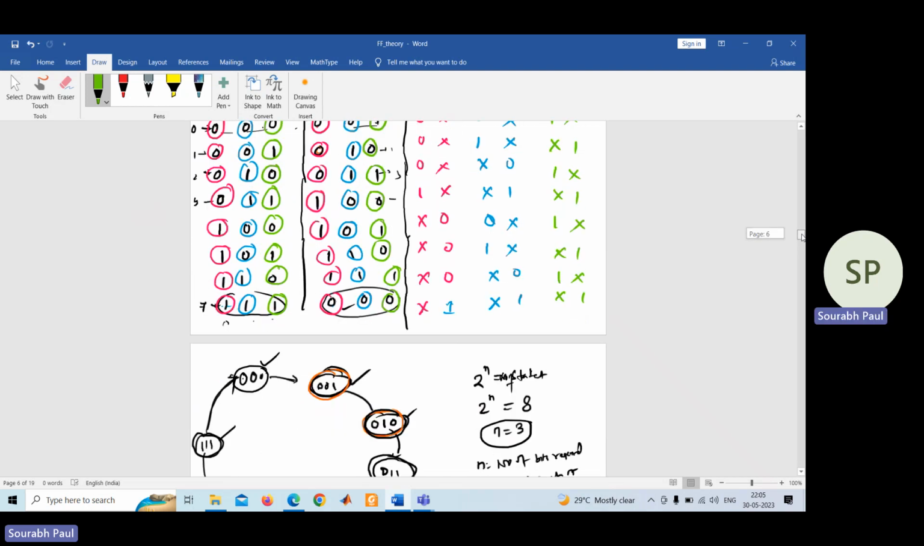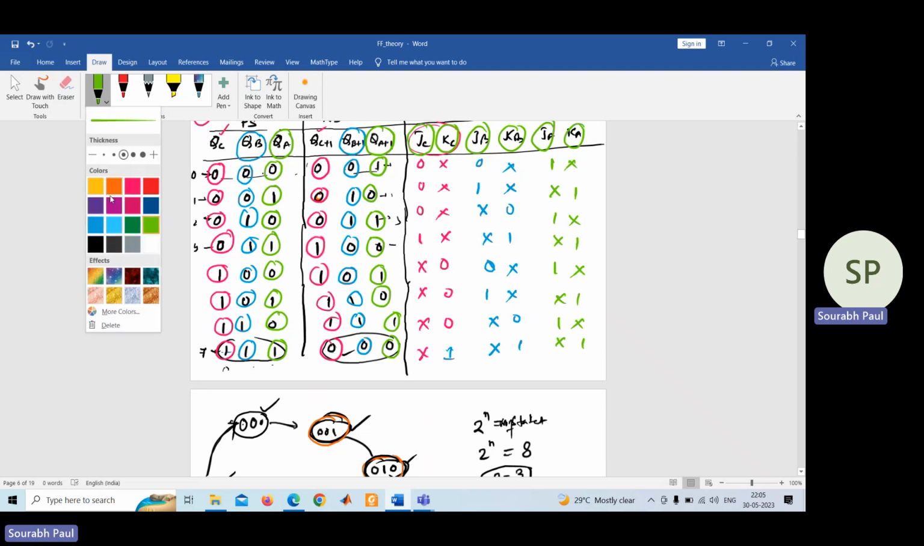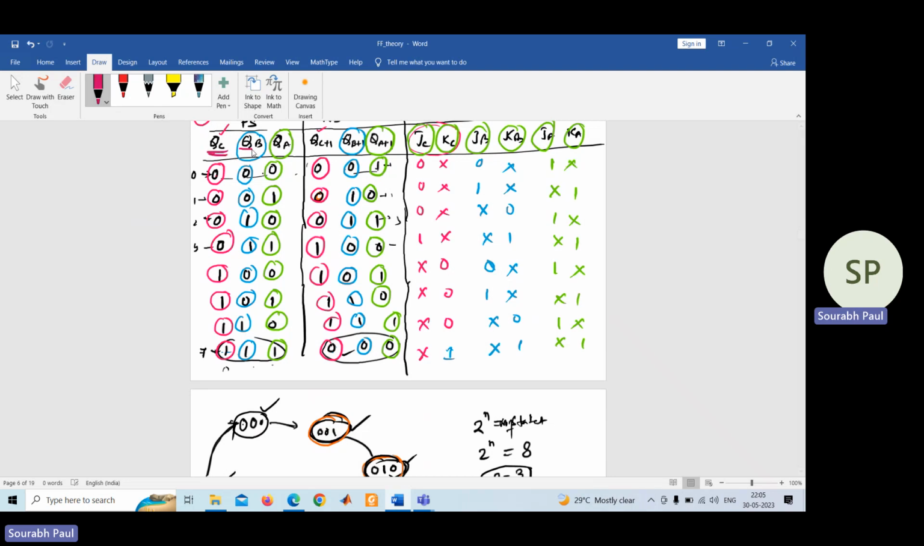What do you need to do? You have to find out the values of JC KC, JB KB, JA KA. So all these 6 variable values you need to find out. How to do that? Using K-map. In the K-map, what should be your input variables? QC, QB, and QA should be your input variables. Using these, you need to find out JC, KC, JB, KB, JA, KA. So do that.